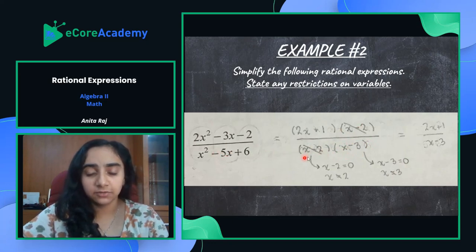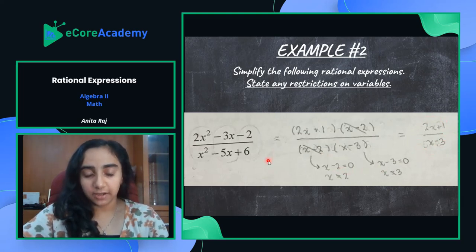And then you see if there are common factors. In this case, x minus 2 is a common factor. So you can see I crossed that out, and that crossing out helps you simplify that there's only a 2x plus 1 left in the numerator and then x minus 3 left in the denominator. And that will give you your simplified rational expression.